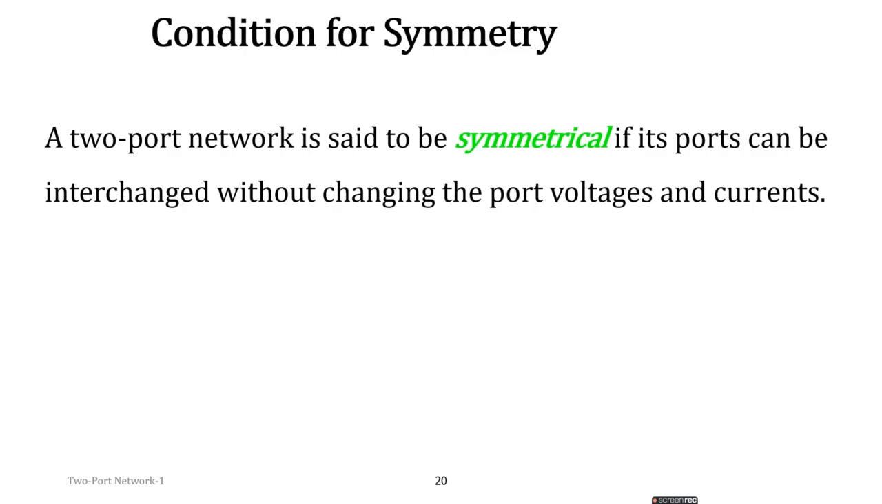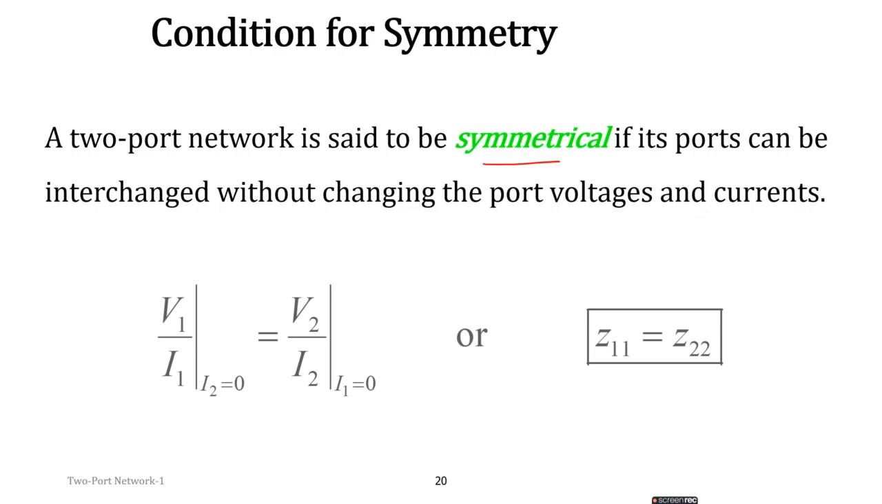Next, the condition for symmetry. A two-port network is said to be symmetrical if its ports can be interchanged without changing the port voltages and currents. I repeat, a two-port network is symmetrical if its ports can be interchanged without changing the port voltages and currents. Then what is the condition? If Z11 equals Z22, then the given network is symmetrical in nature. You should remember: Z12 equals Z21 means a reciprocal network, and Z11 equals Z22 means a symmetrical network.